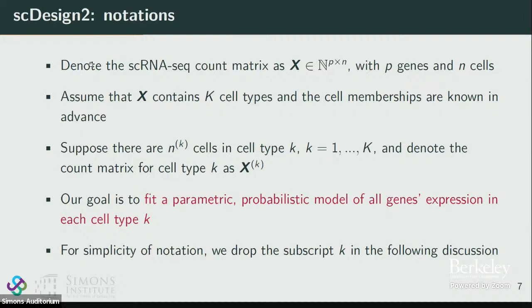And then we will focus on the cell type K, and we look at the submatrix with the corresponding cells as the columns and the P genes as the rows. So our goal is to fit a parametric probabilistic model for all genes' expression in this cell type K. For simplicity of notation, I will drop the K notation in the following discussion and just focus on one cell type.